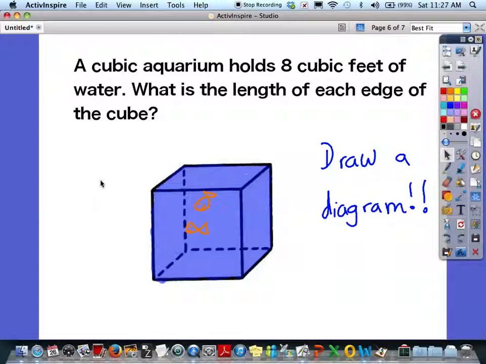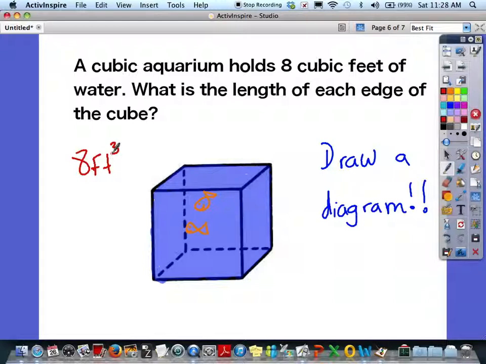Anyways, I drew 2 fish. They happen to be goldfish because they're gold. And I filled it with water. Okay, so the question is, the math part of this is, if it holds 8 cubic feet of water, what's the length of each edge of the cube? Well, if it holds 8 cubic feet, that means its volume must be 8 cubic feet. Okay, there we go. 8 cubic feet of water.